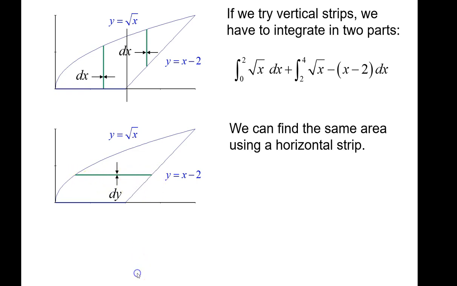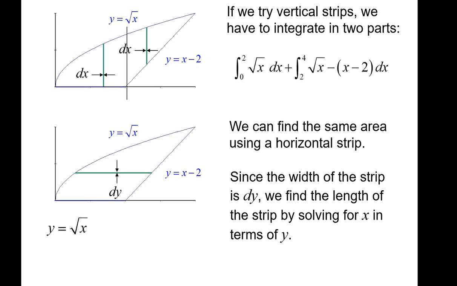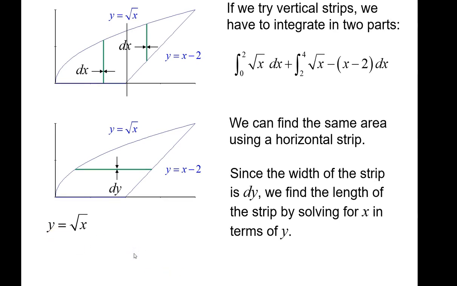to get the length of this strip. And so to do that, since I've got to now put the function in terms of y, I have to solve both of these functions for x. In other words, I have to make x a function of y instead of y a function of x. So let's do that. Take the function y equals the square root of x, solve for x by squaring both sides, and I get x equals y squared. The other function, y equals x minus 2, we're going to add 2 to the other side, and we get the function x equals y plus 2.